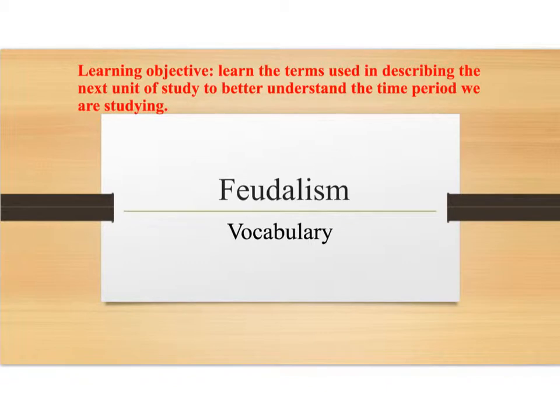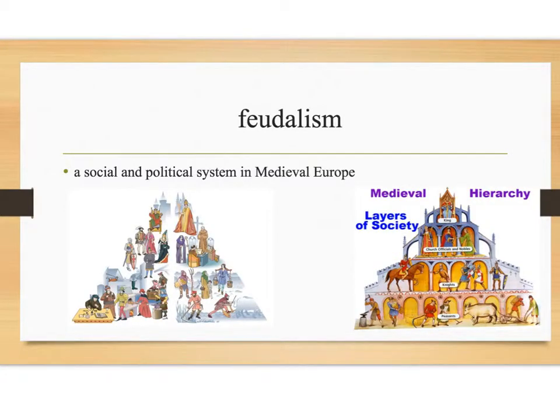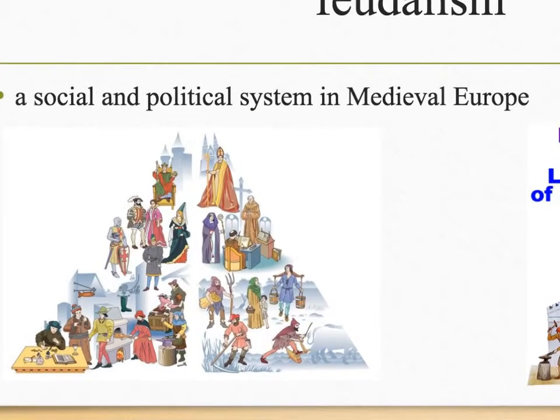Today's learning objective is to learn the terms used in describing the next unit of study to better understand the time period we are studying. Our first term is feudalism, a social and political system in medieval Europe that helped the organization of people to better serve their king, their land.